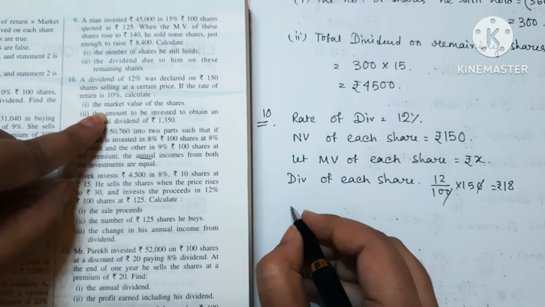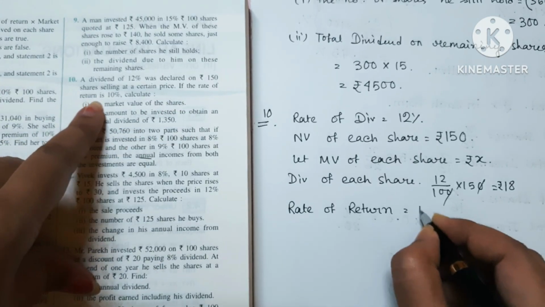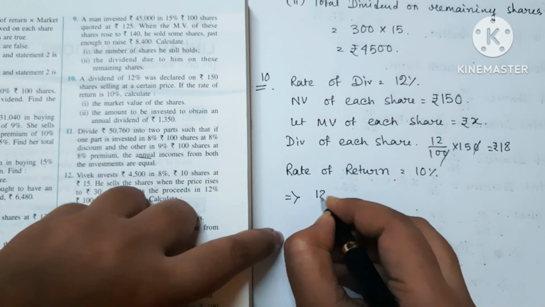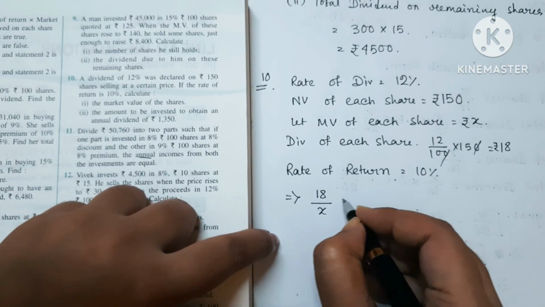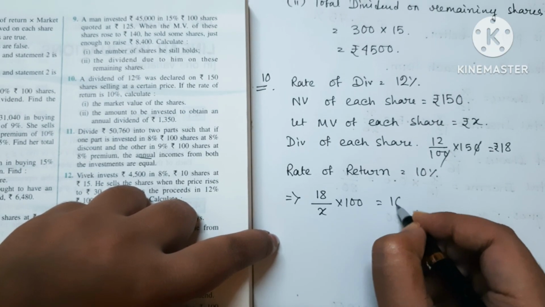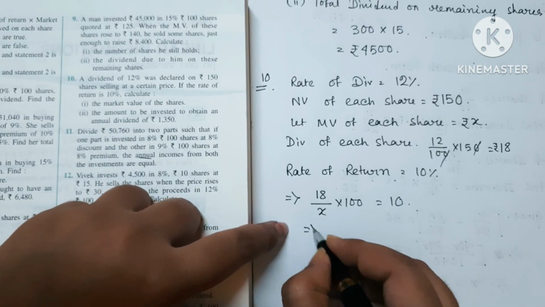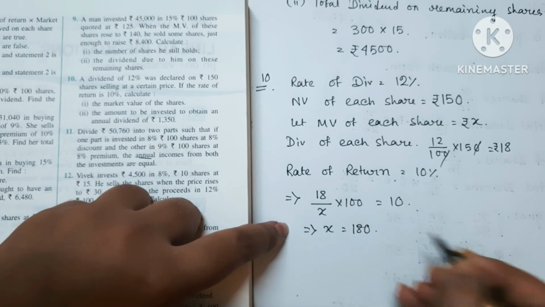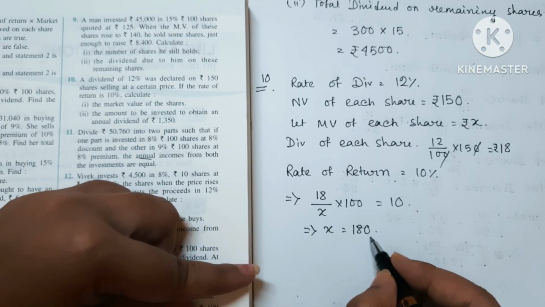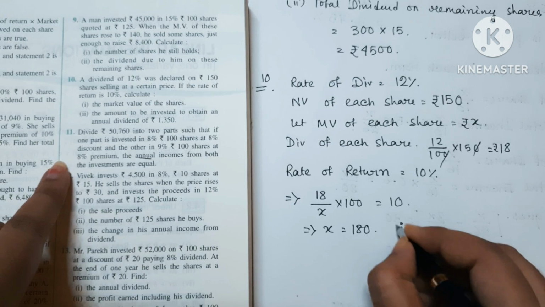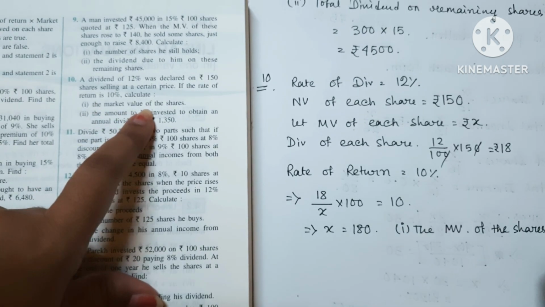See, if the rate of return is 10%, it means 18, the dividend, divided by market price X. So 18 by X into 100 is 10 according to this question. So X equals 180. That means rupees 180 is the market value. So the answer to the question is the market value of shares is rupees 180.